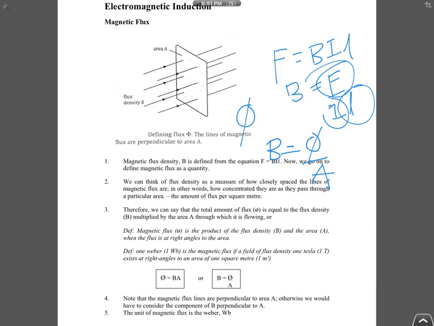So if you want to define flux, you use this. When defining flux density, we still have to go back to our original definition. So don't define flux density from this equation.